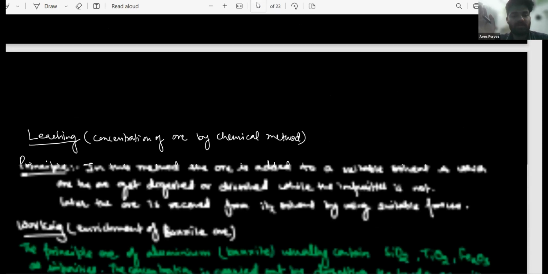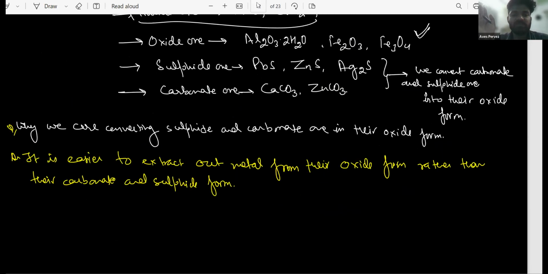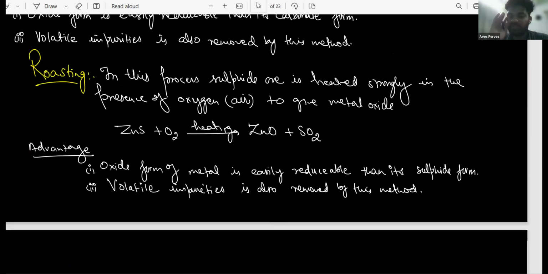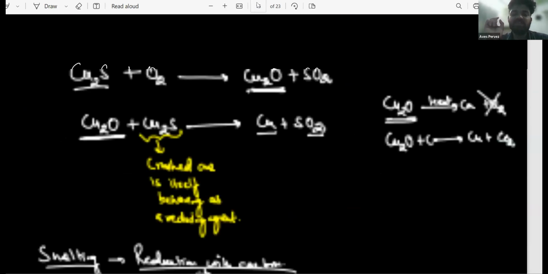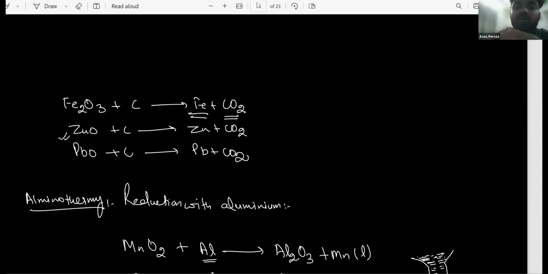Other topics are calcination, roasting, and reduction of ores. That means we're going to study how metal occurs and what steps we use when we get metals from the earth's crust. Sometimes we enrich the ore, sometimes we purify the ores, sometimes we use different methods. So we're going to discuss this.